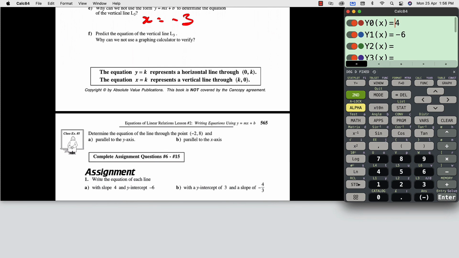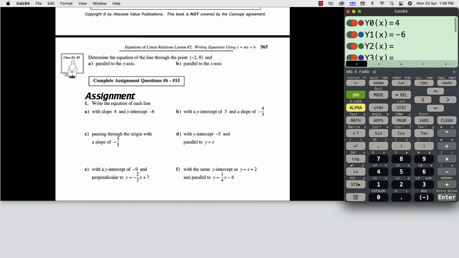All right, now using what we just learned, we go down to class example 5. We've got a couple lines. They're passing through this point right here, negative 2 and 8. So what would be the equation of the line that is parallel to the y-axis? The y-axis is going up and down, which is going to be a vertical line, which is going to be x equals, well, in this case, the x value is negative 2.